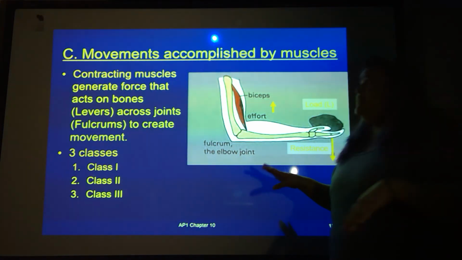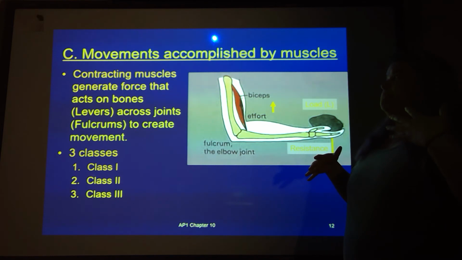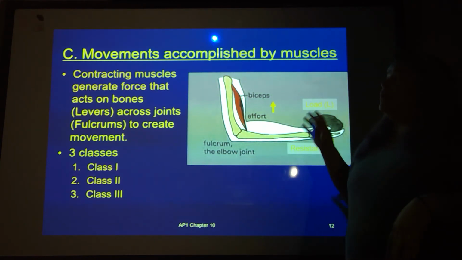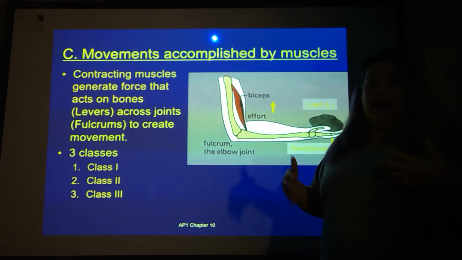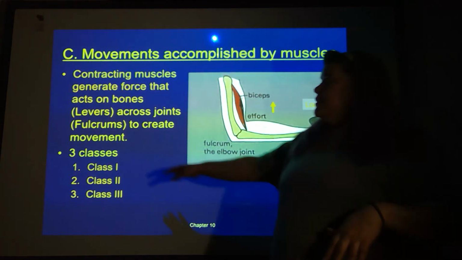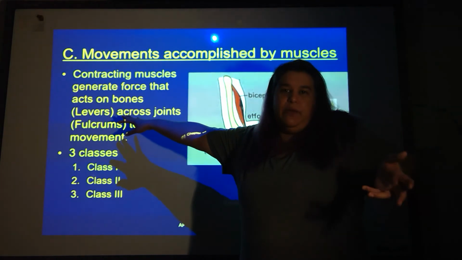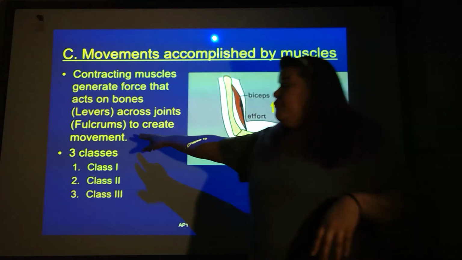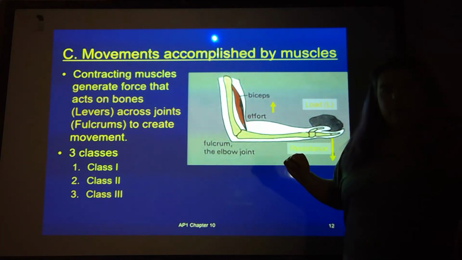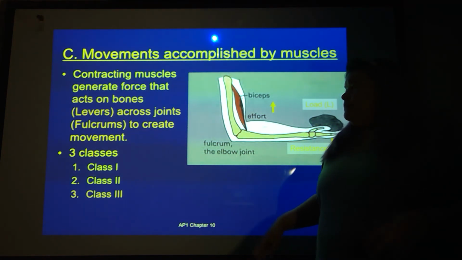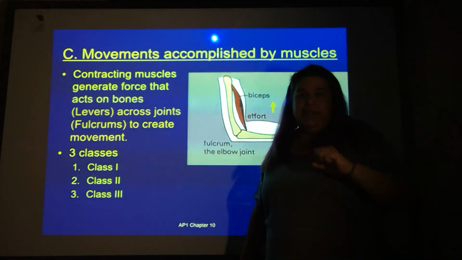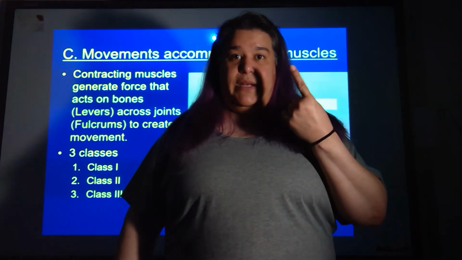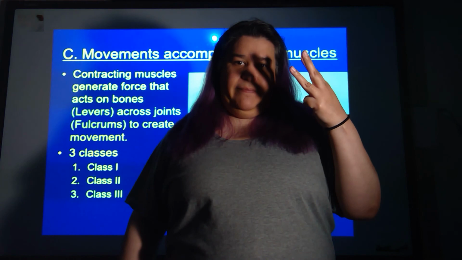Okay, so let's talk about how we think about muscles and the parts of our body that attach to them. Contracting muscles generate a force that acts on the bones. The bones are considered as levers or levers, depending on where you learned it from. They go across a joint that actually pivots. We consider that the fulcrum, okay? So in this case, the elbow is going to be the fulcrum. And they create a movement. So we have three classes of joints, okay? And if you can count to three, you already know their names. Class 1, Class 2, and Class 3, okay?